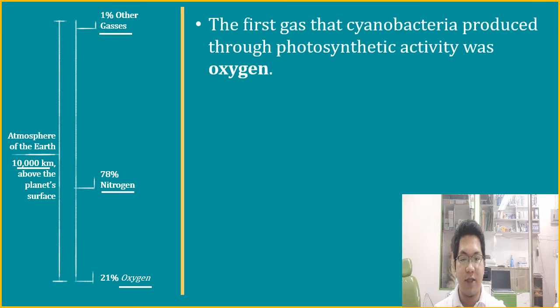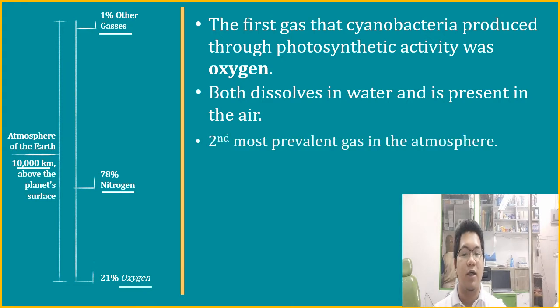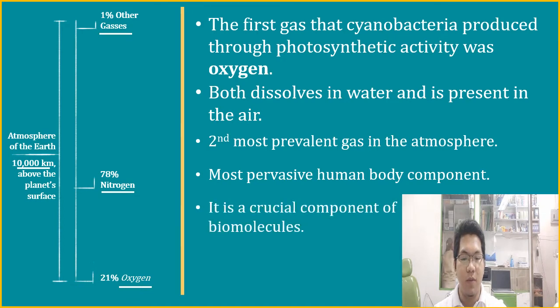The first gas that the cyanobacteria produced through photosynthesis was oxygen. It is both dissolved in water and freely present in the air. It is the second most prevalent gas in the atmosphere and the most pervasive human body component. Most life forms on Earth depend on it, which is also a crucial component of biomolecules.